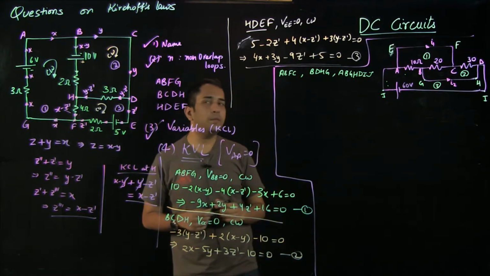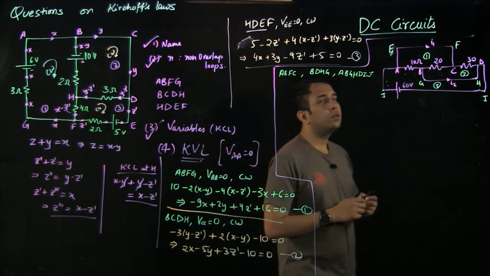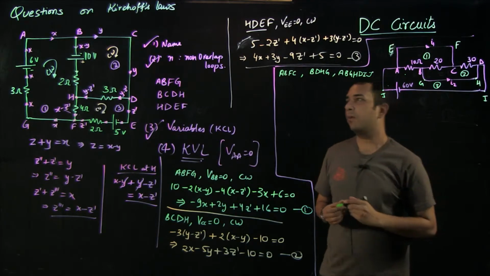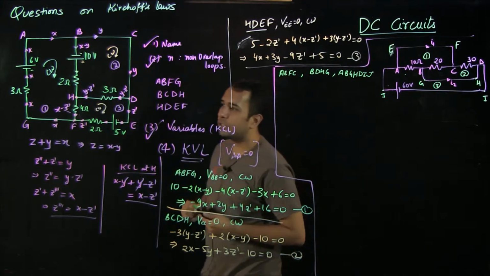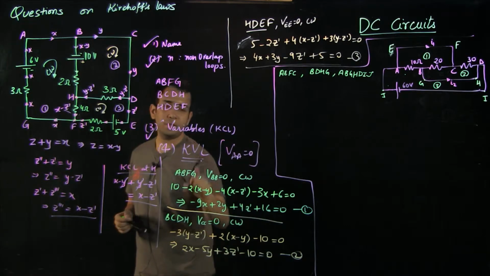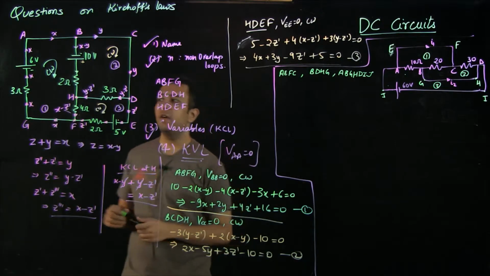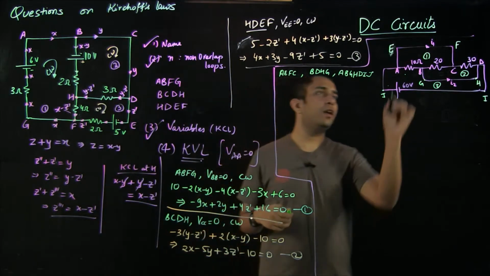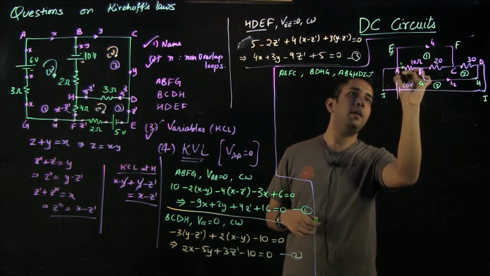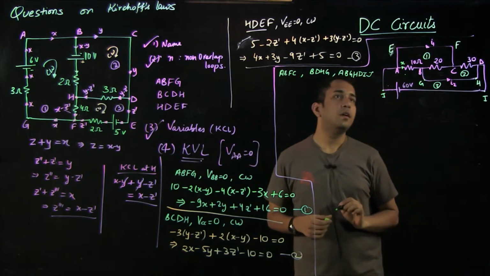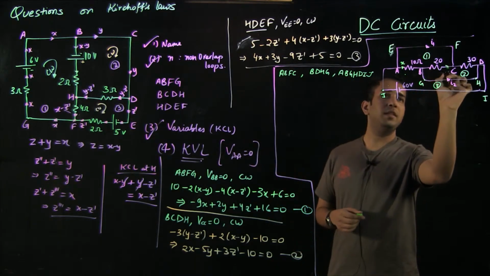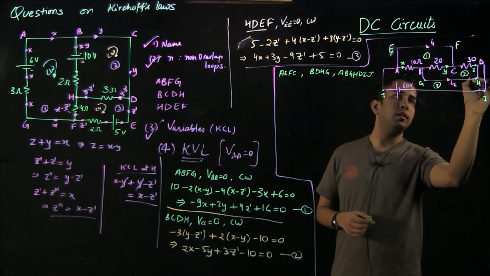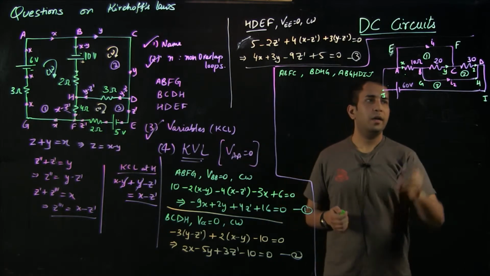So let us name the variables. I can start from any branch, and from applying KCL and KVL in previous questions, we know that a variable is only introduced in KVL when it's multiplied by a resistor. So let's simplify the question and consider that branch AB has X current, branch BC has Y current, and branch CD has Z current.